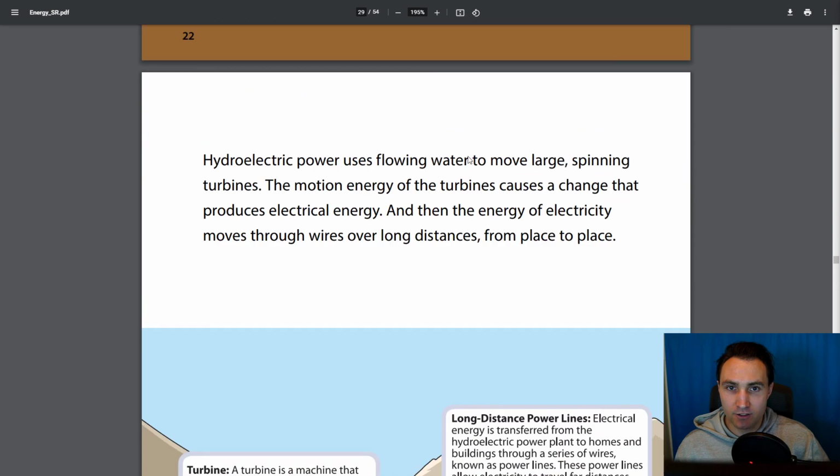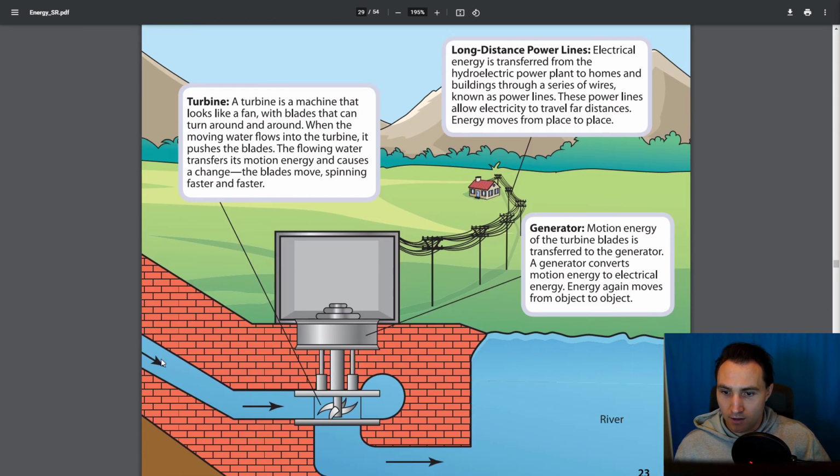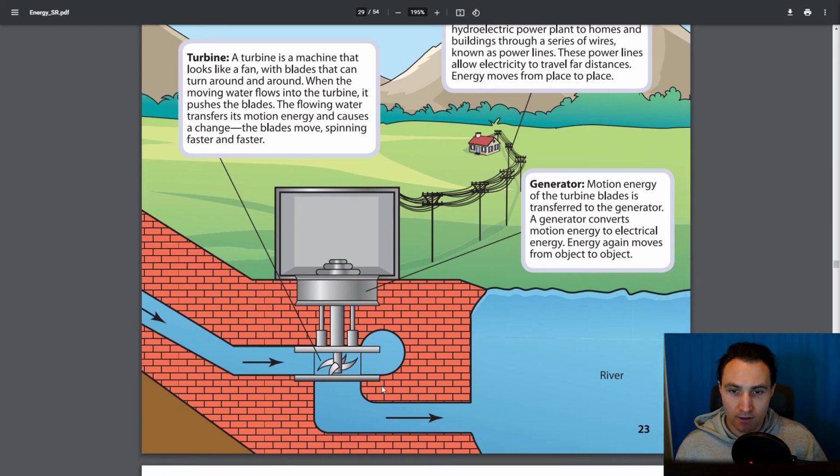Now here's the beginning of the picture, the water coming in through this canal, right, this intake area, and then it's going to spin this turbine, right? The turbine is a machine that looks like a fan. The flowing water transfers its motion energy and causes a change. The blades move, spinning faster and faster.